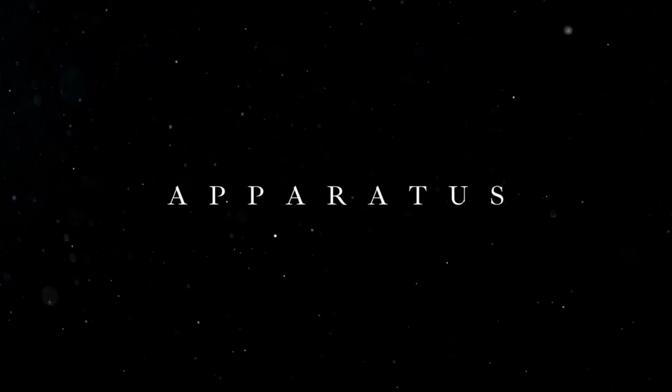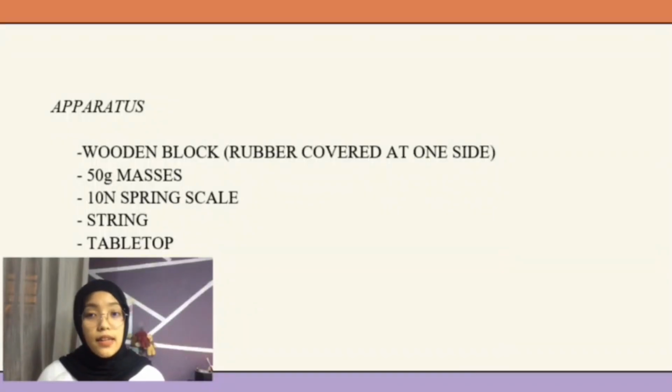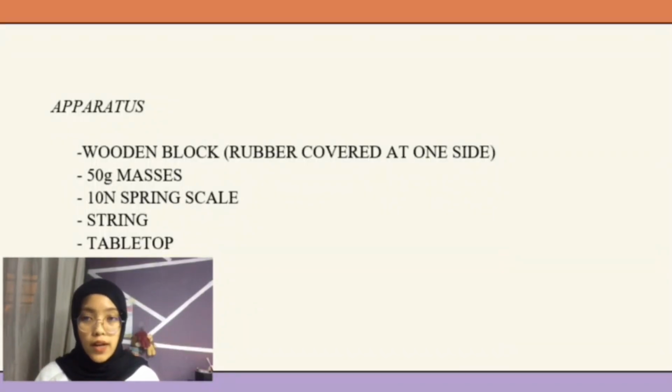The apparatus needed for this experiment is number 1, wooden block with rubber covered on one side. Number 2, 50-gram masses. Number 3 is 10 Newton spring scale. Number 4, string, and number 5, tabletop.